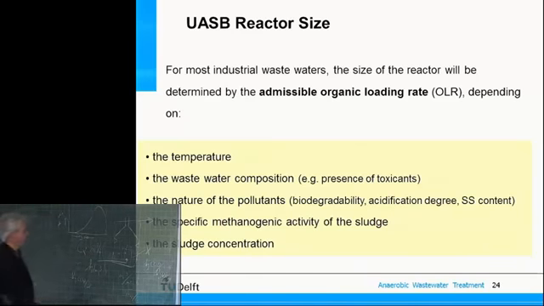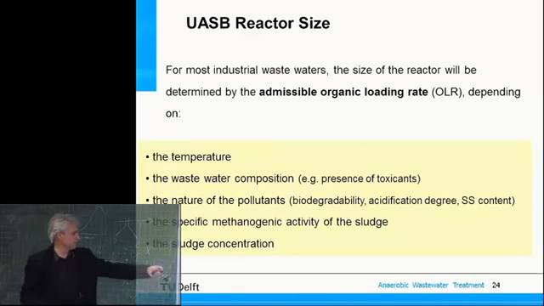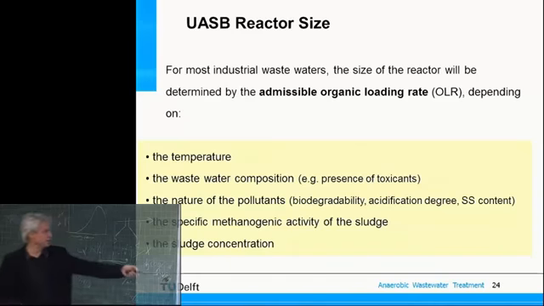This means if we operate a UASB system at a low temperature, likely the volume will be much higher in comparison to a reactor operating at a high temperature, because then we can make use of the full conversion capacity of the biomass. So temperature is very important, but also the presence of toxicants. Some of the bacteria may be inhibited by toxicants, so then you also need more space.